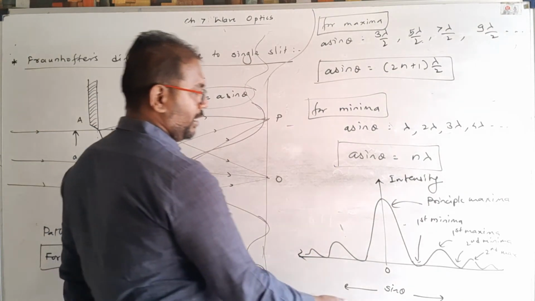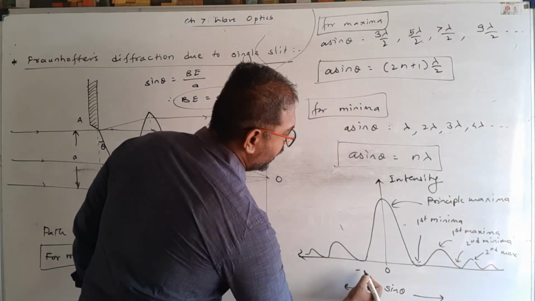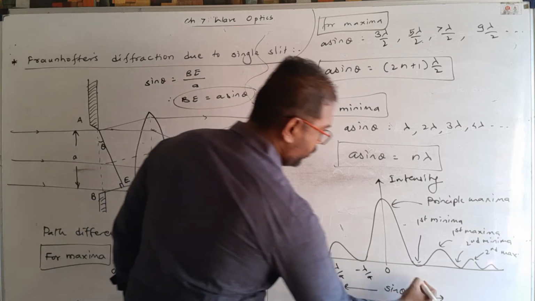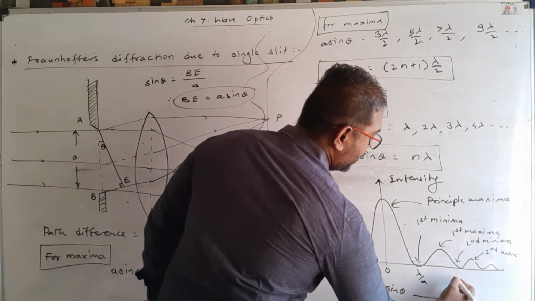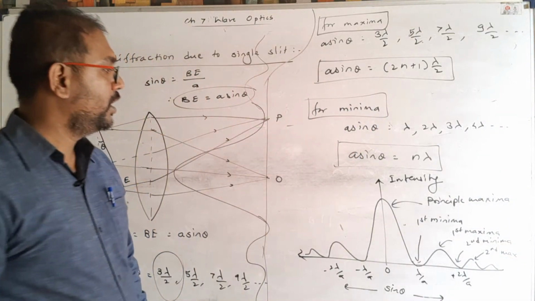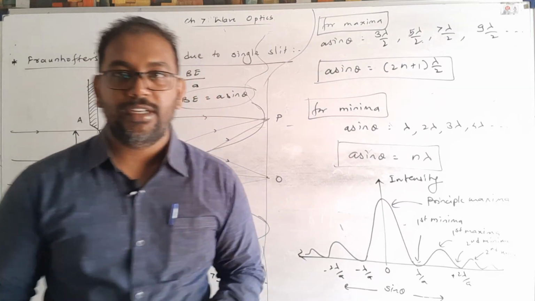And if I write the values of sine theta here, we get minus lambda by a, minus 2 lambda by a, and so on. And here plus lambda by a, plus 2 lambda by a, and so on to this side also. So this is the intensity versus sine theta graph. I hope everyone understood this.